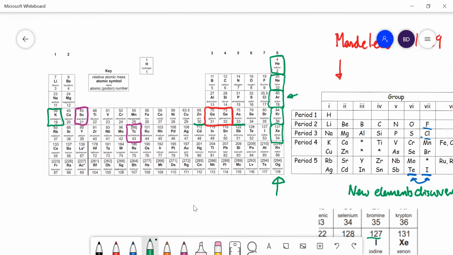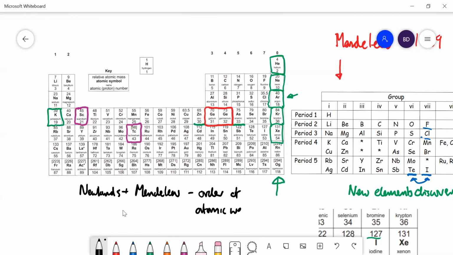Okay, so when you're answering questions on this, there's a couple of things to remember: both Newlands and Mendeleev put the elements in order of atomic weight. They could only do atomic weight. They couldn't do atomic number because they didn't know about protons then. And Mendeleev and Newlands knew nothing about electrons. So why should you find similar elements in the same column? It happened, but they had absolutely no knowledge of what caused it. We do. We know it's to do with the electron configuration.